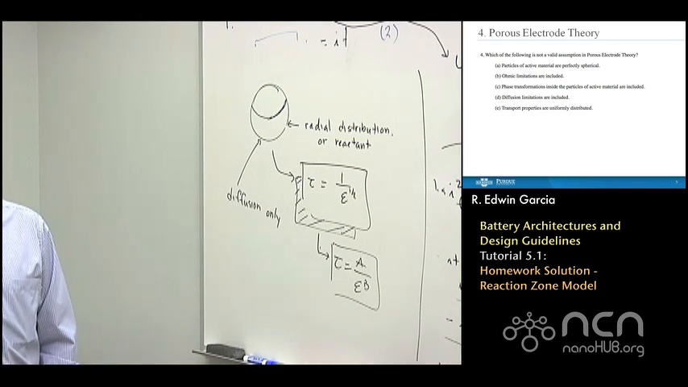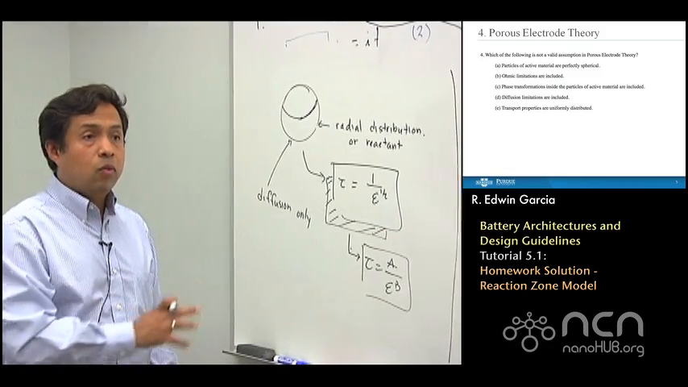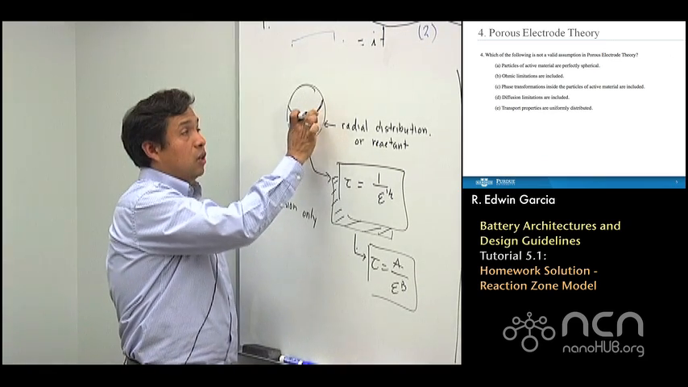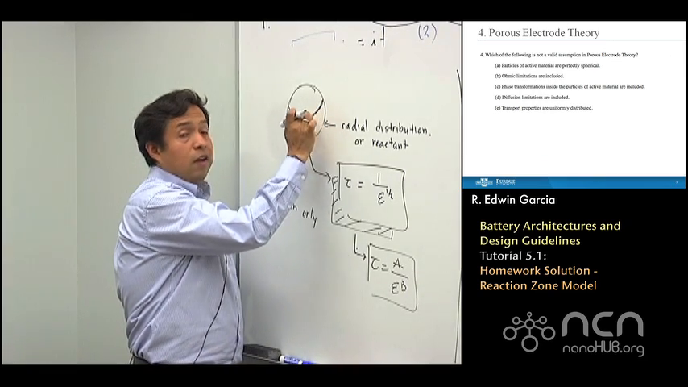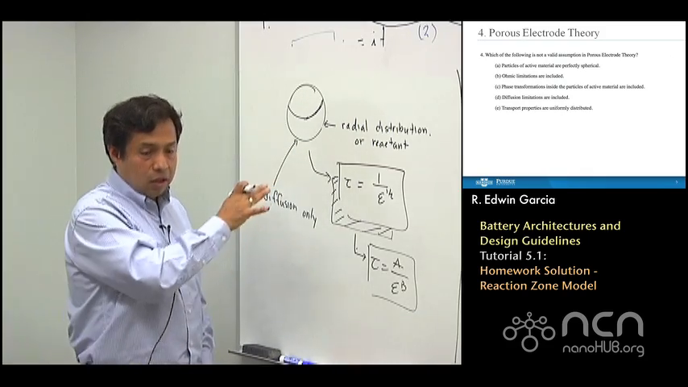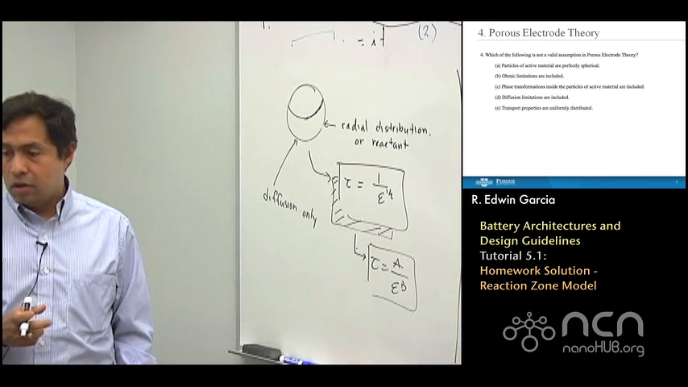Possible answer D is that diffusion limitations are included, and yes, we do include them. They are included to the point where we can account for how fast the lithium is actually distributed inside the particles, and it also says how the lithium is distributed as it goes through the electrolyte or whatever reaction you're looking at.